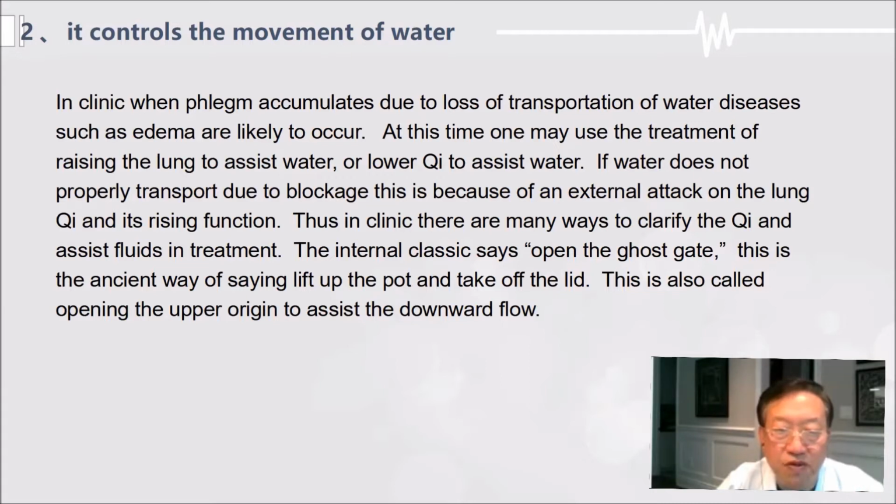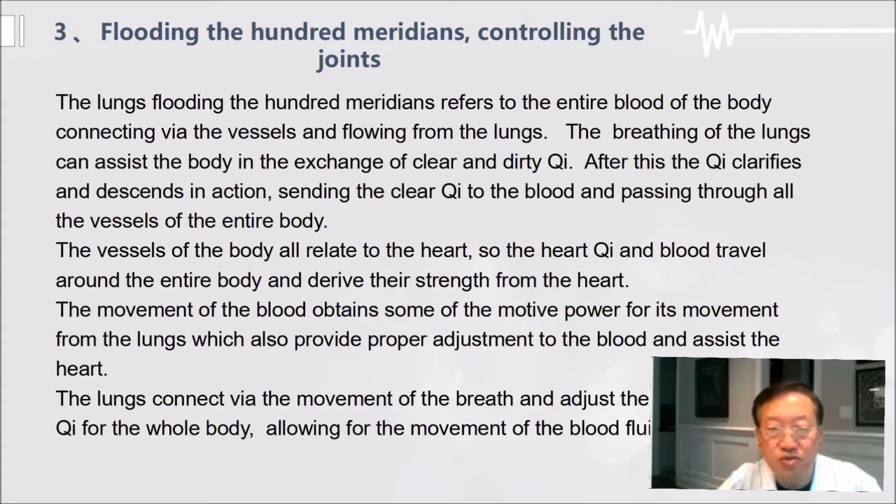The internal classic says, open the ghost gate. This is the ancient way of saying, lift up the pot and take off the lid. This is also called opening the upper origin to assist the downward flow. The lungs flooding the 100 meridians refers to the entire blood of the body connecting via the vessels and flowing from the lungs. The breathing of the lungs can assist the body in the exchange of clear and dirty qi.